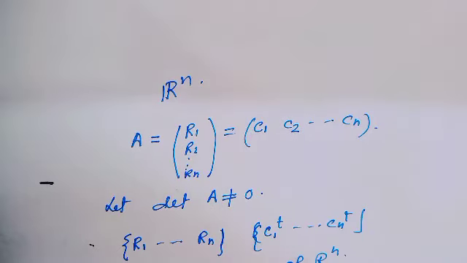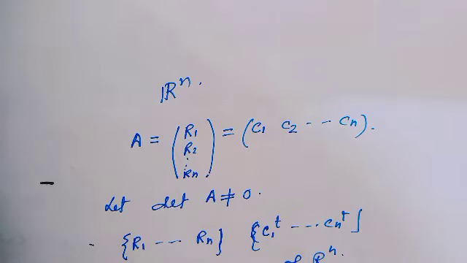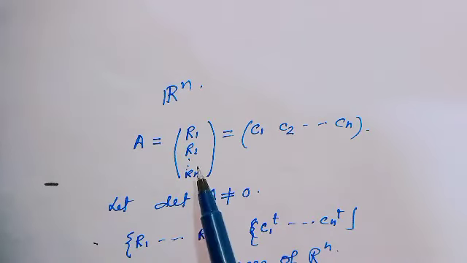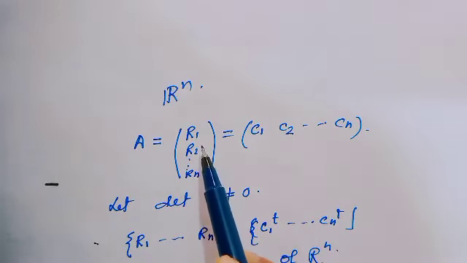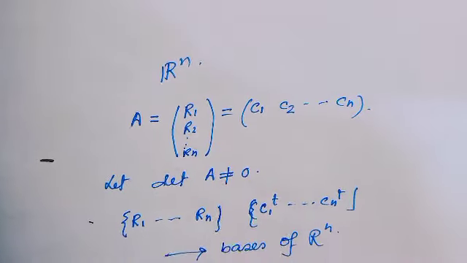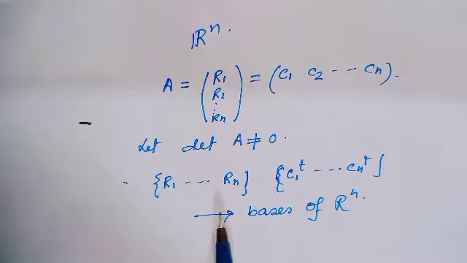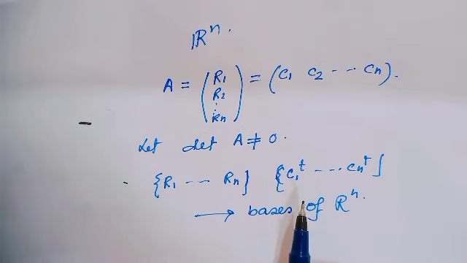Now I will introduce one easy method to find the basis of any space. Consider the space Rn and construct a matrix A where R1, R2, Rn are the row vectors and C1, C2, Cn are the column vectors, and consider the determinant of A not equal to 0. Then the collection of row vectors, R1, R2 up to Rn, which is similar to the transpose of all column vectors, is a basis of Rn. Now I will define some nice subspaces.